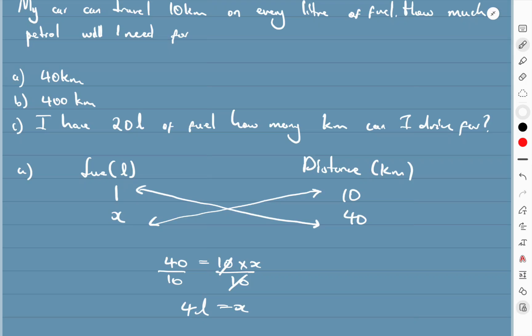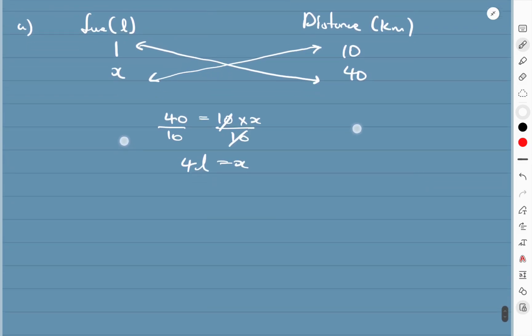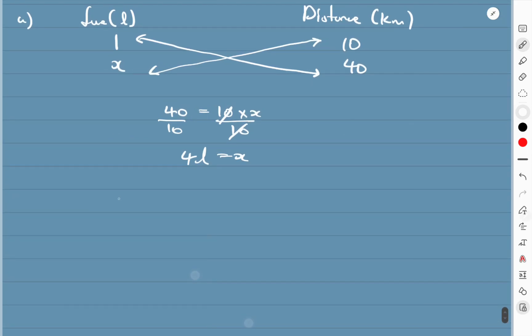Now let us look at B. If I want to drive for 400 kilometers, how many liters of fuel should I have? Right, I'm going to establish the very same thing. I'm going to have fuel in liters. I'm going to have distance in kilometers, right? So my fuel, I know that 1 liter of fuel allows me to drive for 10 kilometers as my distance. But then if I want to drive for 400 kilometers, how many liters should I have? I'm going to put X over there.